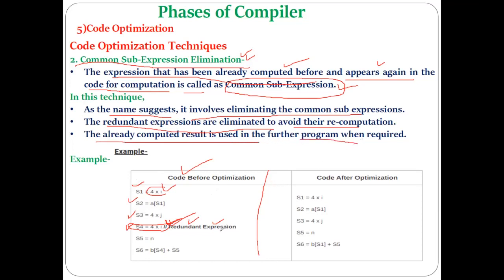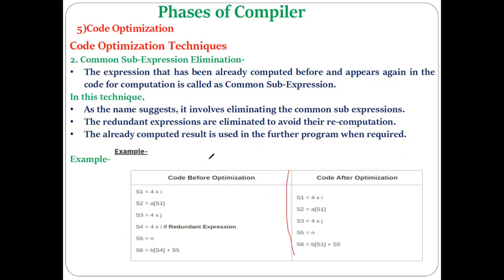Now here you can see you are requiring s4. Instead of using s4 here, you can utilize s1, because the result of s4 and s1 is the same. When we make these kinds of changes in the original code, we get the optimized code. So this is your code before the optimization and this is the code after the optimization. Now what changes have we done? Let's see. s1 equal to 4 into i we write as it is. Then s2 equal to a of s1, also as it is. Then s3 equal to 4 into j, also as it is. And s4 equal to 4 into i.